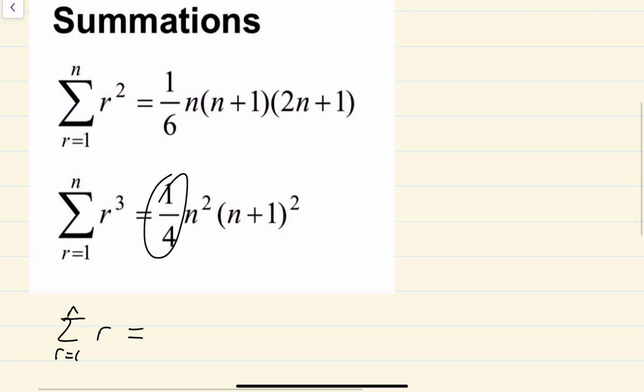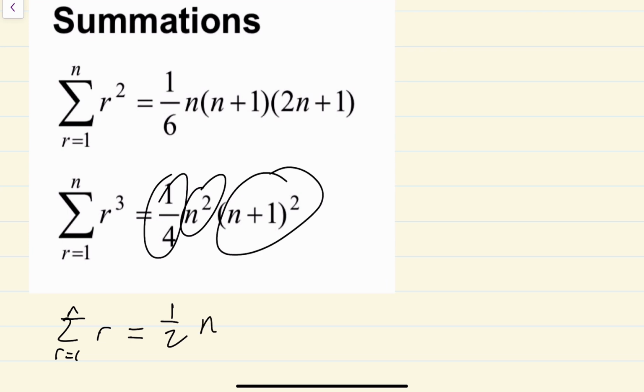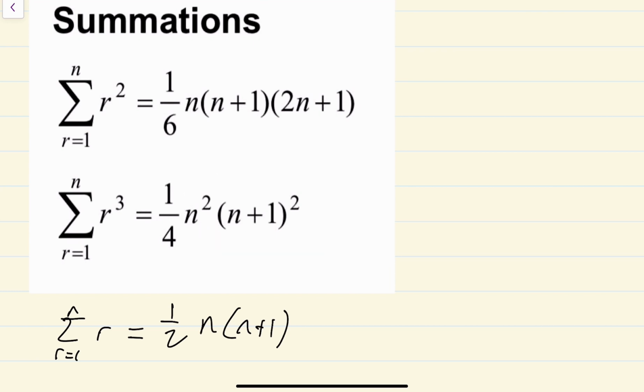Just square root a quarter and you get a half. Square root n squared, you'll get n. Square root n plus 1 squared, and you'll get n plus 1. So that's how you get the three summations. Two of them are given to you, and for the last one, just square root each part of the cubed one, and that gets you your summation of r from 1 up to n.